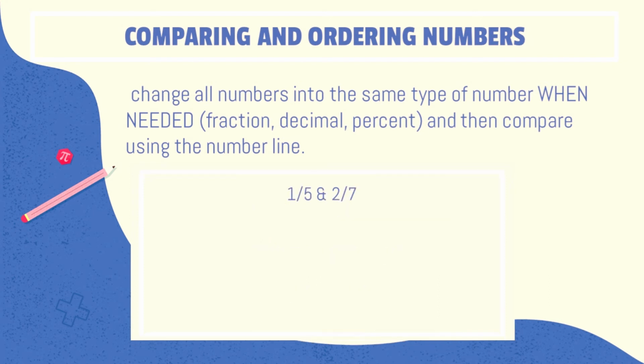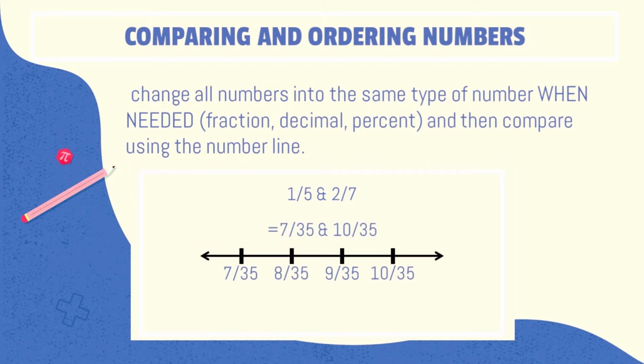More examples. 1 over 5 and 2 over 7. First we will find the LCD, or the least common denominator, since these are dissimilar fractions. Remember to multiply the number from your denominator to your numerator too. So 7 over 35 and 10 over 35. Which means that 2 over 7 is greater than 1 over 5.